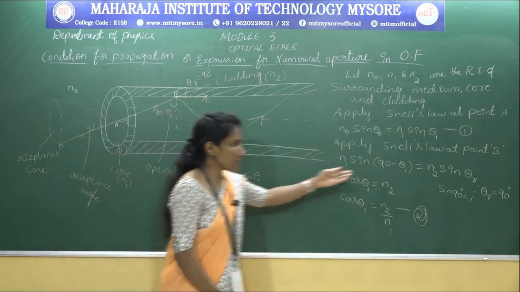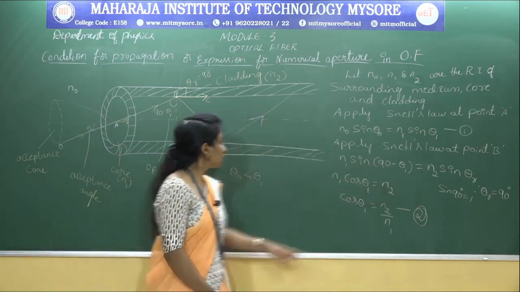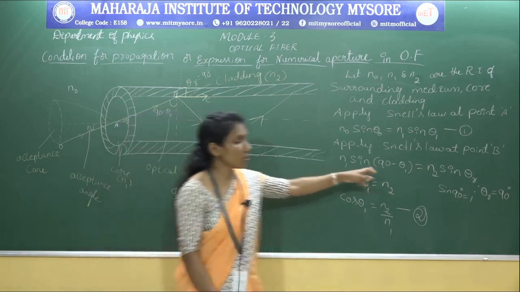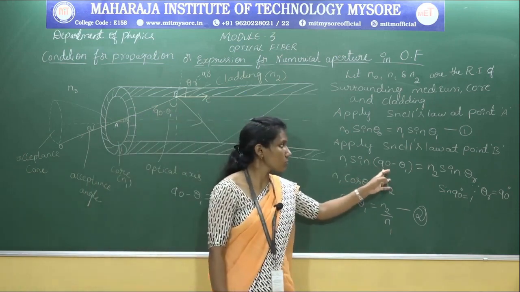That is sine of 90 minus theta 1. In the first quadrant, all values are positive only.